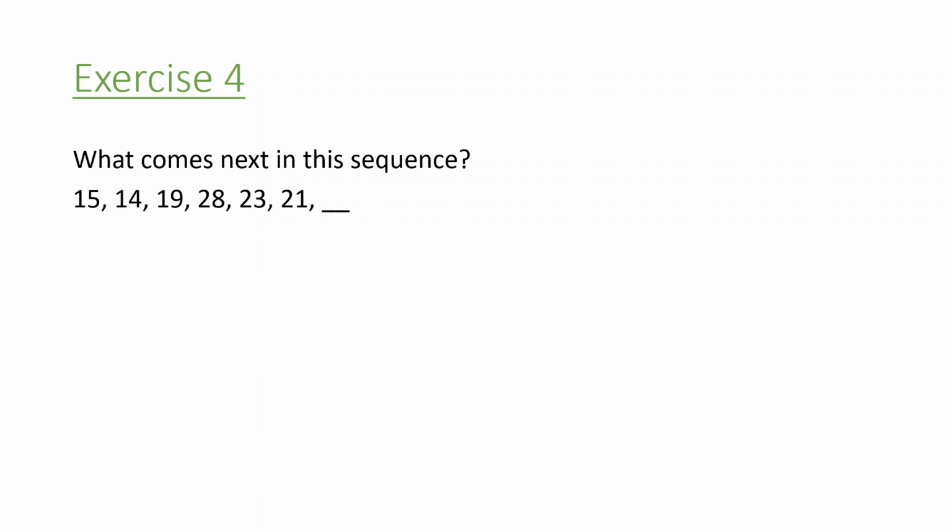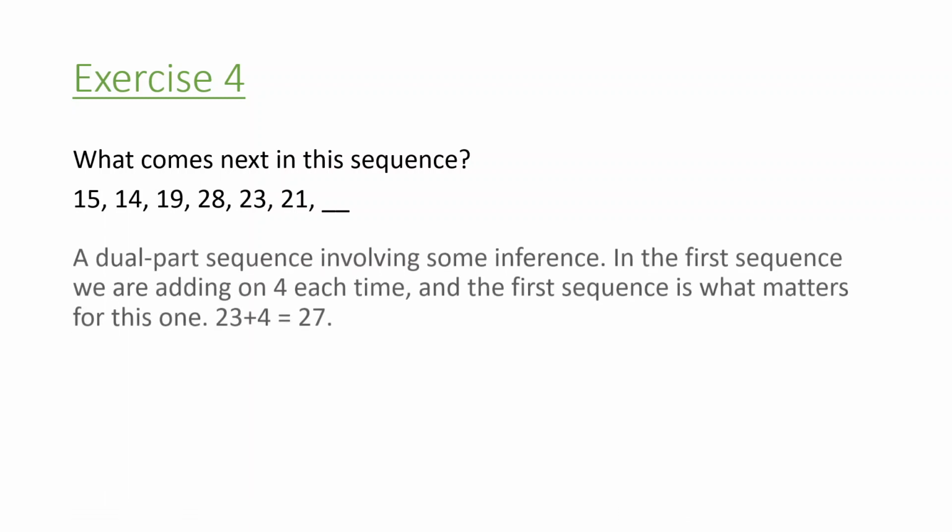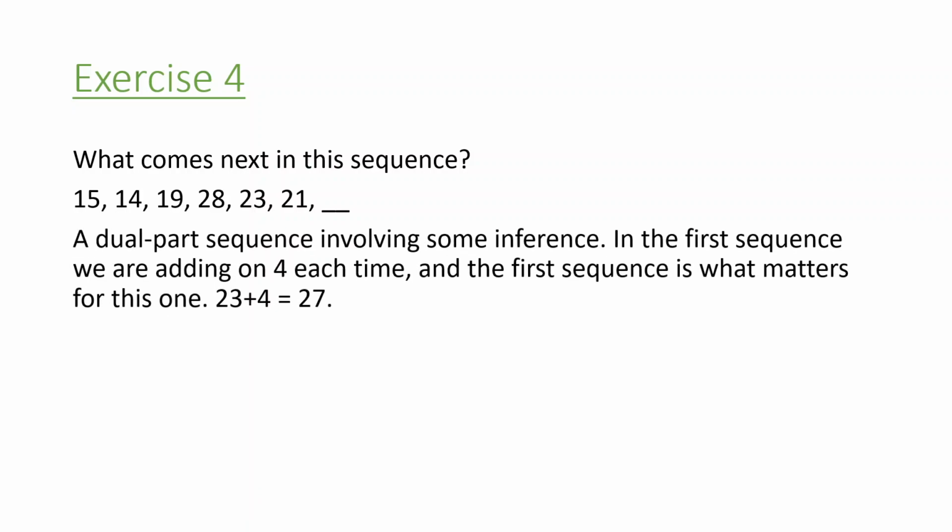That is 30 seconds up. This problem is again a dual part sequence, involving what seems like inference, but actually just common sense. Because you think it will go 14, 28, 21. What would the next one be? But using your common sense, you'd find it was actually just plus 4, plus 4, plus 4. A bit of a trick question there, but 23 plus 4 is 27.